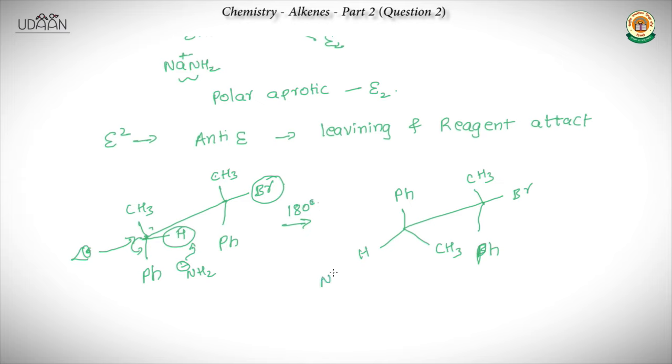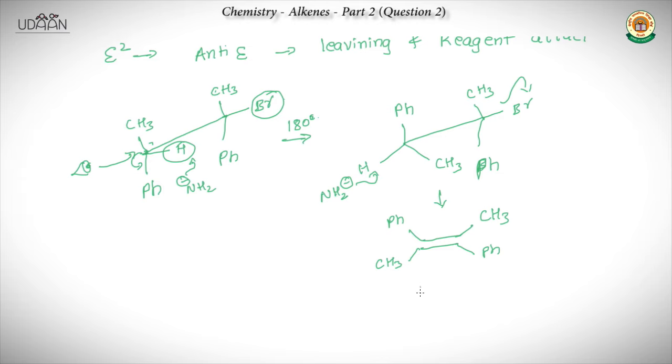Now NH2 attacks from this side and Br2 leaves away. So what you get is Ph here, CH3 here, CH3 here, and a Ph here. So basically you have got a trans compound where CH3 and CH3 are trans to each other and Ph and Ph are trans to each other.